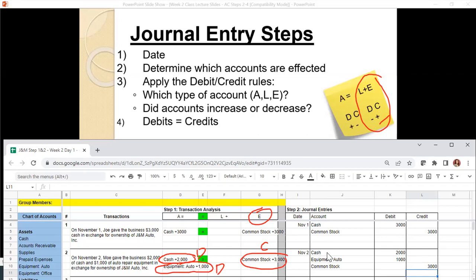Again, if you take the time to do your transaction analysis first, it's going to make your journal entry a lot easier. So go ahead and practice this with the in-class activity worksheets that I put in Canvas for you. And if you have any questions, please let me know. Thanks.